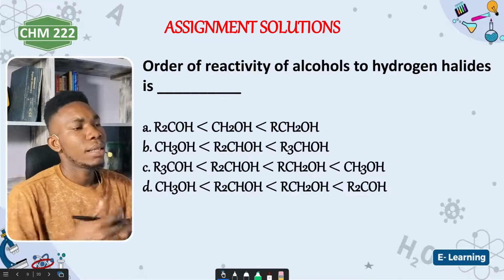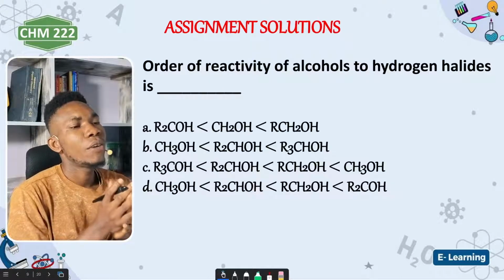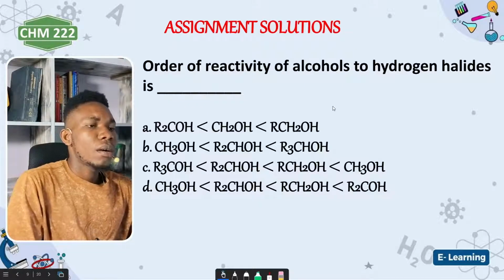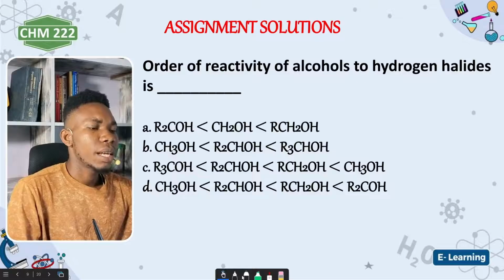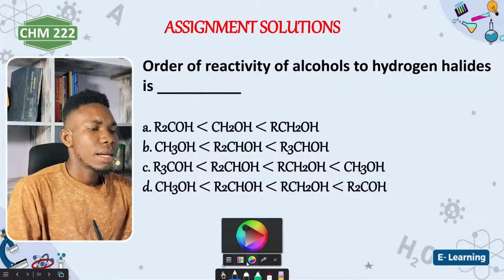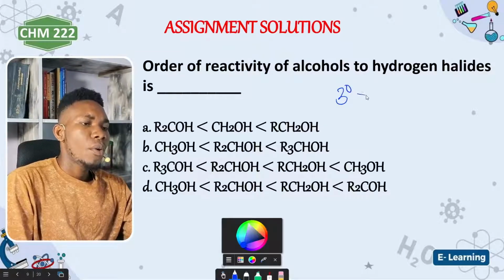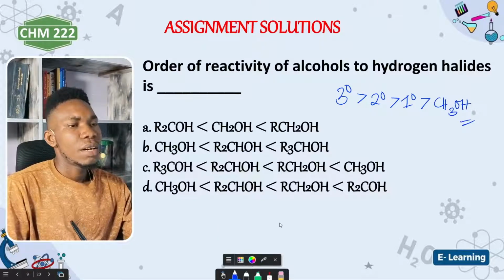So we are going to look at the next question. The next question says the order of reactivity of alcohols to hydrogen halide is. Now the correct order of reactivity of alcohol to hydrogen halide is this. The general idea is that the tertiary alcohols are more reactive than secondary alcohols, which are more reactive than primary alcohols, which are more reactive than methyl alcohol. This is the general idea.